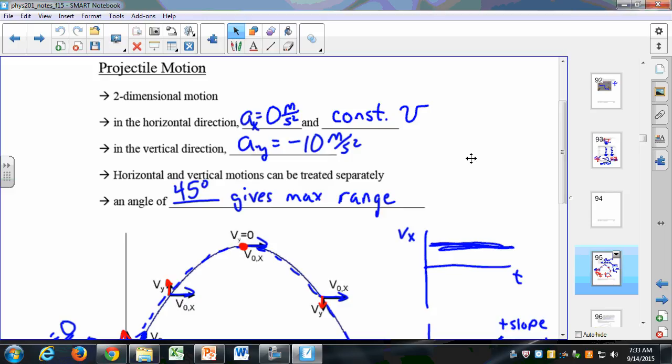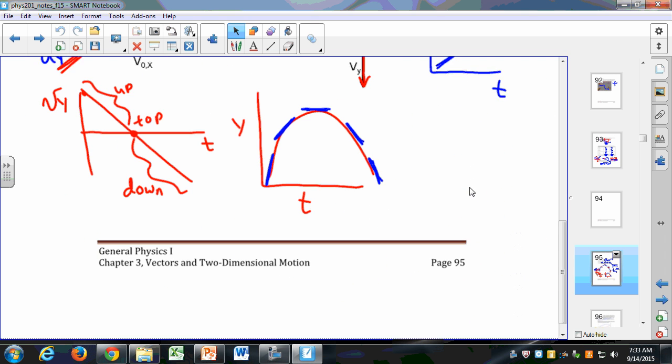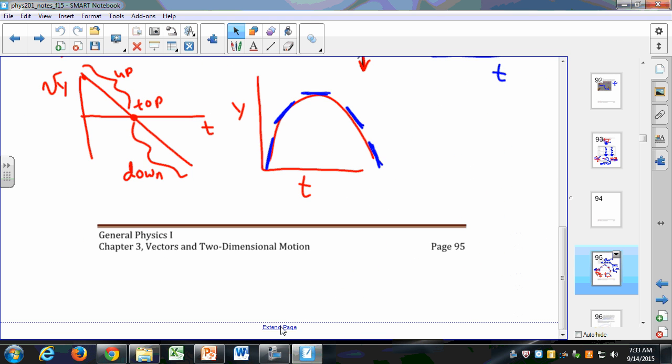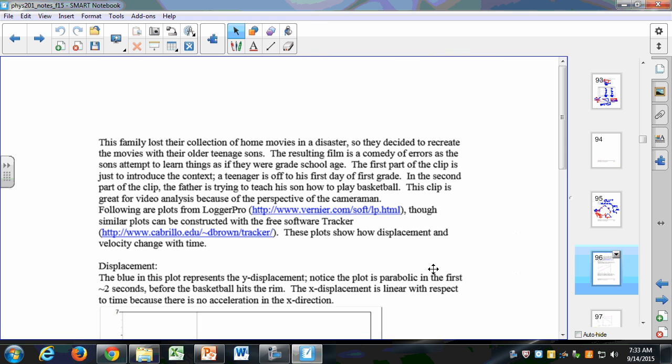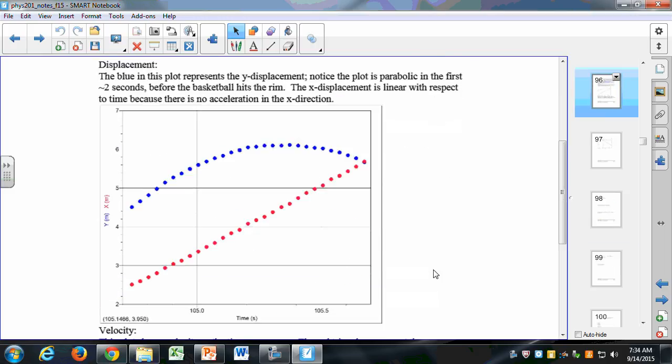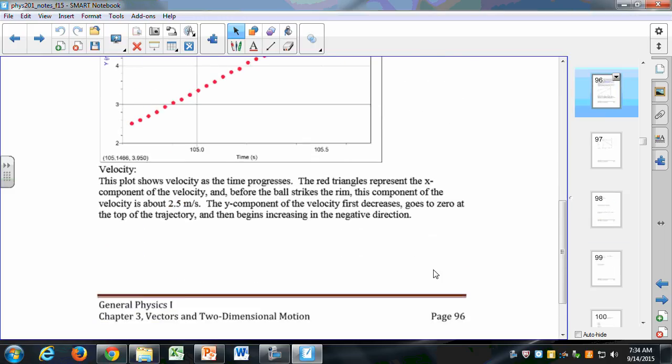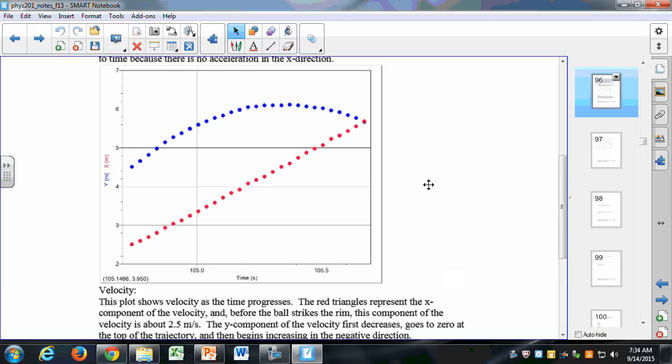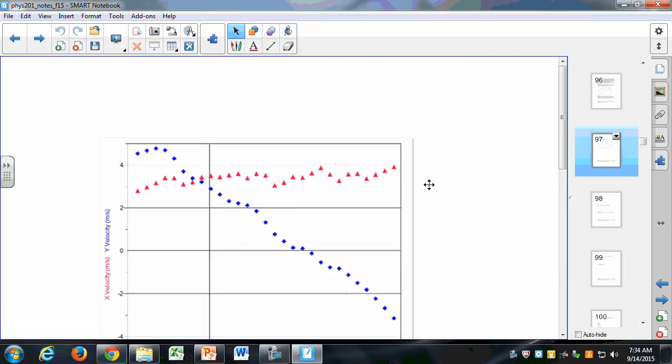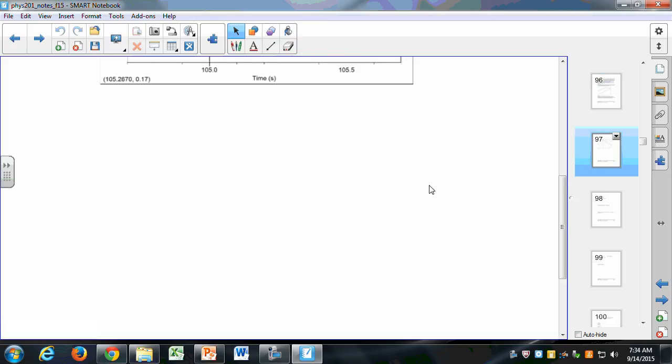Let's see, did I give you the equations as they fall out? I don't think that I did. Let me go ahead and give those to you. Did we look at the video with the guy? Okay. Did I do the thing with the basketball? Right, the Logger Pro bit? Yeah. So let me just sketch out those equations as you see them.